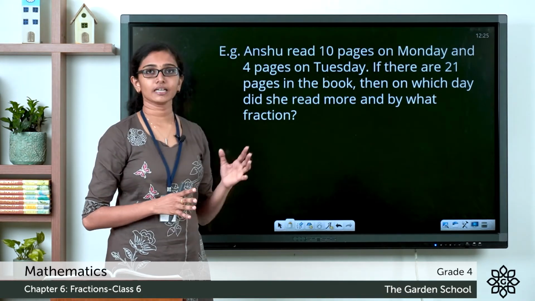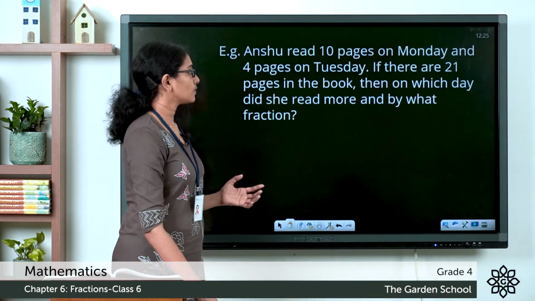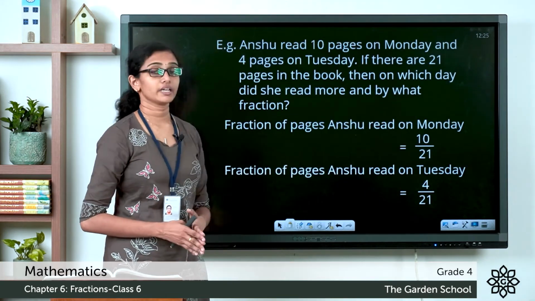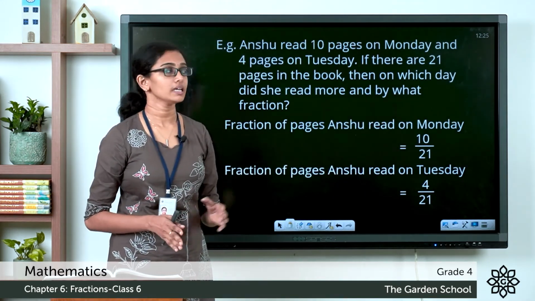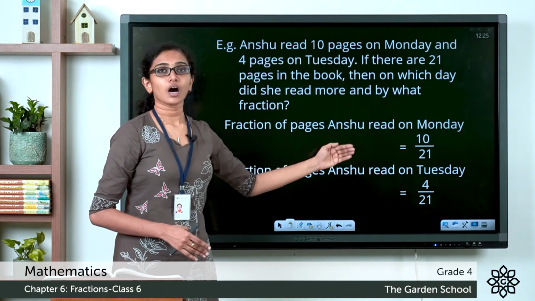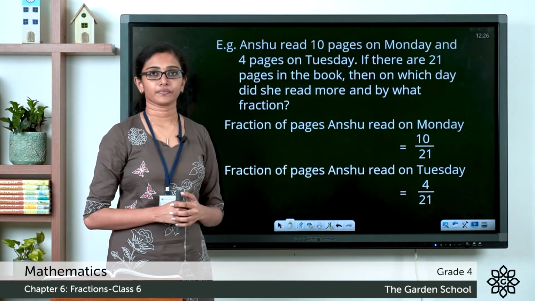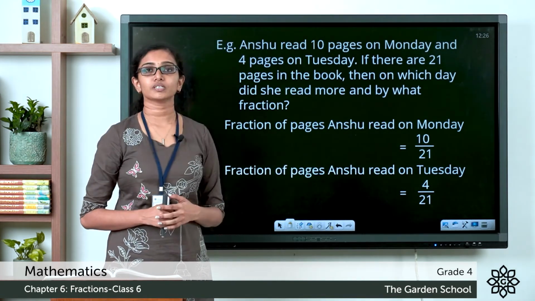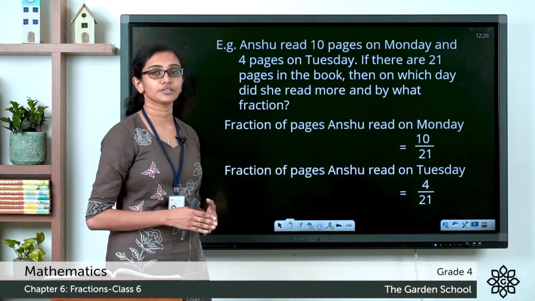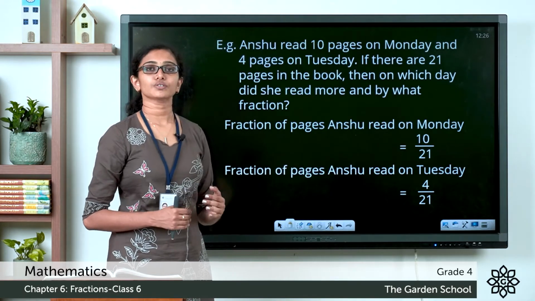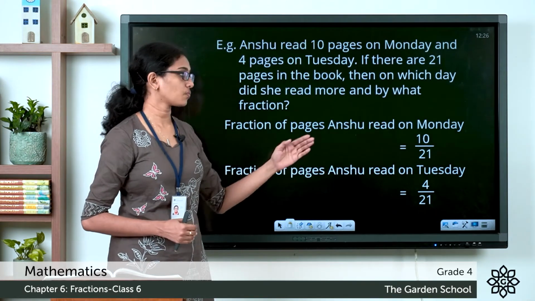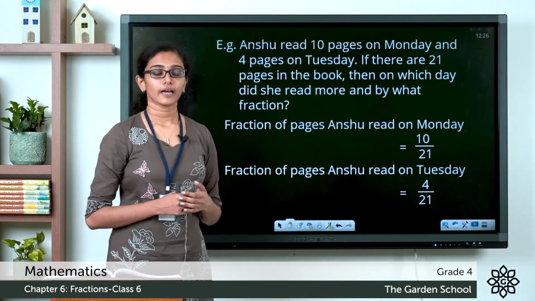So from the data given in the question, let's write down the steps. The fraction of pages that Anshu read on Monday is equal to 10 out of 21 pages. That is 10 by 21. And the fraction of pages Anshu read on Tuesday is equal to 4 out of the total 21 pages. So that is 4 by 21.